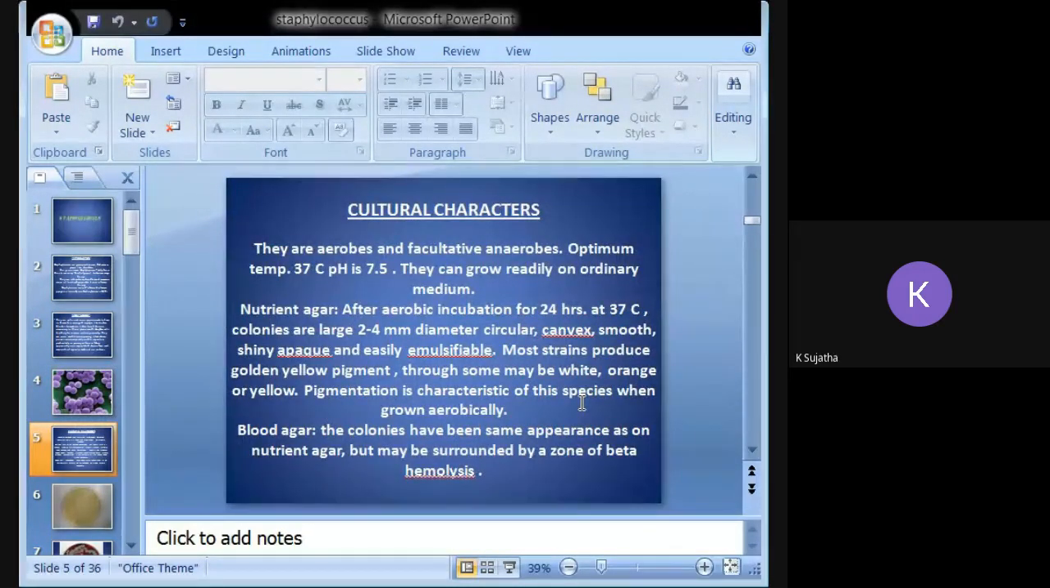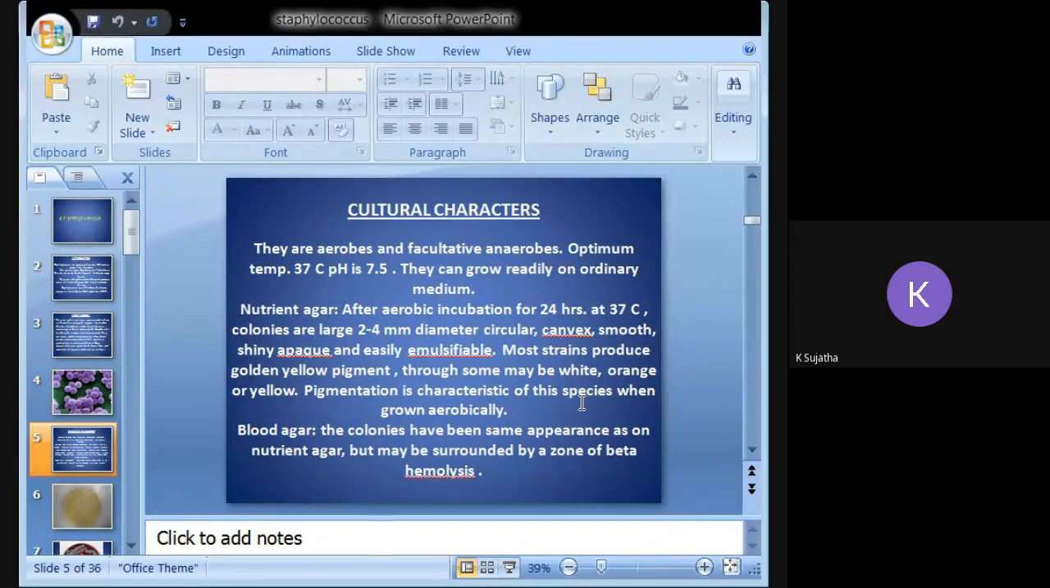Cultural characters. How does it grow on artificial medium? It is an aerobic and facultative anaerobic bacteria. Optimum temperature is 37 degrees Celsius and optimum pH is 7.5. So this bacteria grows on ordinary medium: nutrient agar, broth, and peptone water.